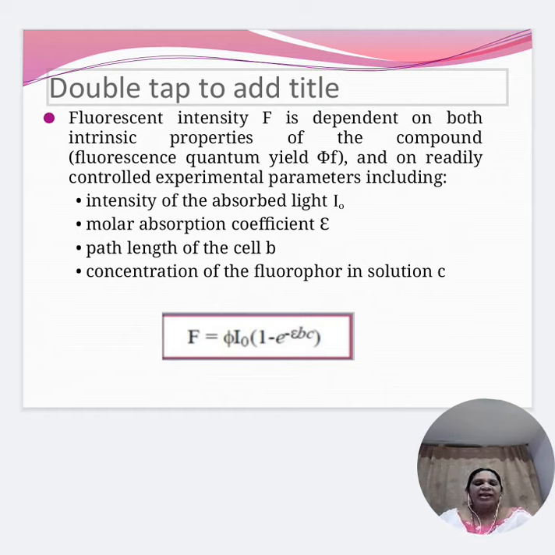So F is given by the relation F is equal to phi into I naught into 1 minus e power minus epsilon bc, where capital F is the fluorescent intensity, I naught is the intensity of the absorbed light, epsilon is the molar absorption coefficient, b is the path length of the cell, c is the concentration of the fluorophore in the solution, and phi is the fluorescent quantum yield. So F is related to the concentration of the sample.